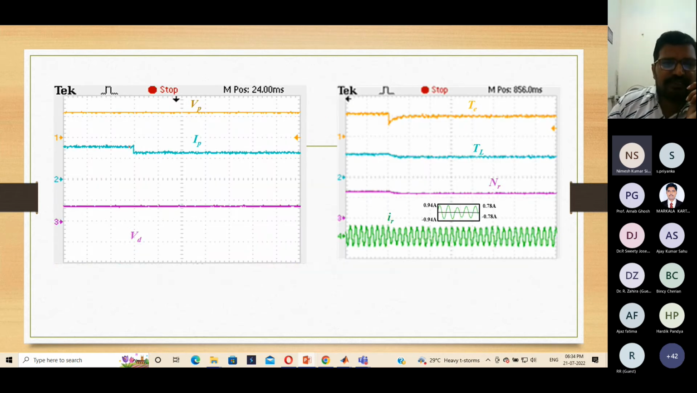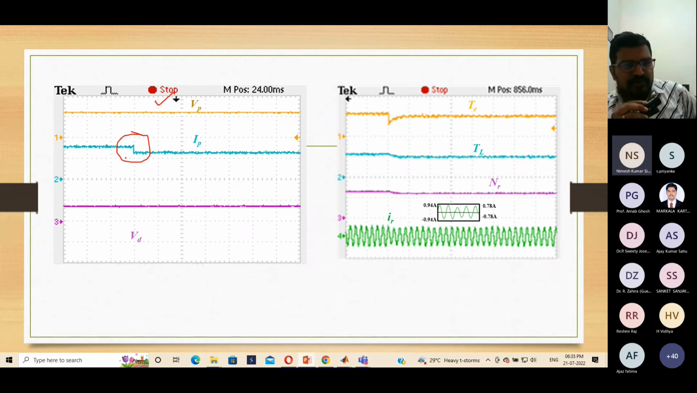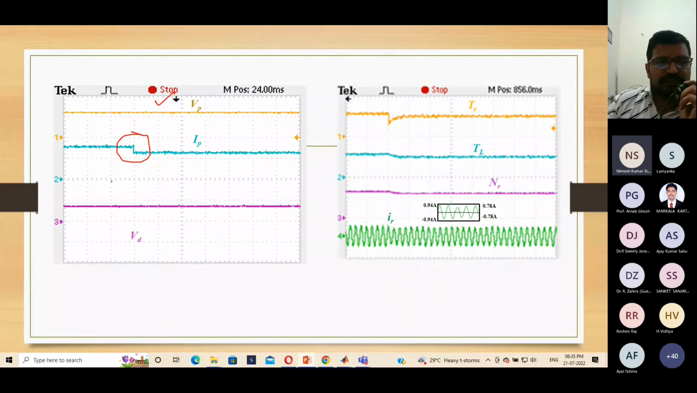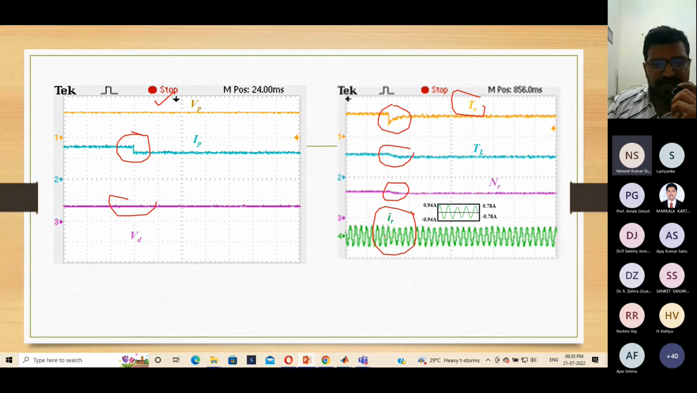So here we have taken the condition of variable irradiation. The voltage of PV is constant and the current output from the PV system decreases according to the value of the irradiation. VD is maintained constant. Coming to the torque, during the change in irradiation there will be a dip, and a drop in the load torque and speed. Similarly, there will be a drop in the current. I have taken only the per phase current, so there will be a drop in the current.